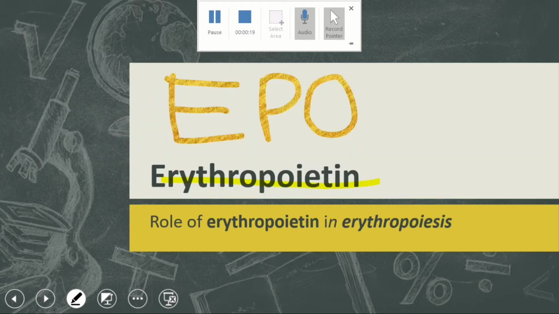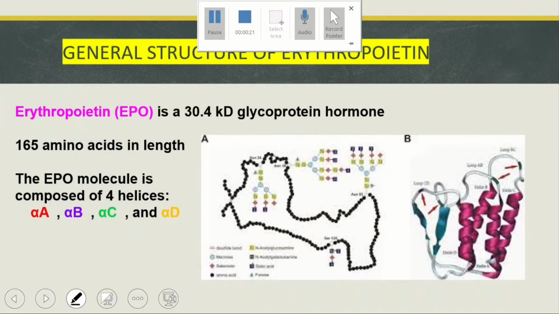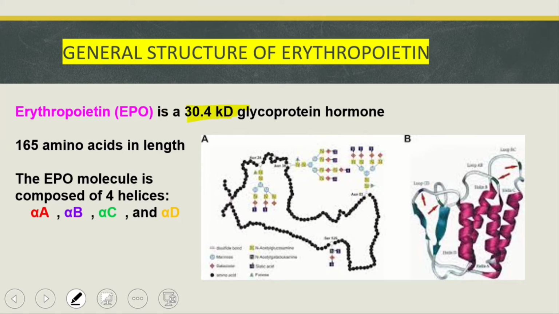Let's get started. First of all, let's look at the general structure of erythropoietin. Erythropoietin is a hormone, also abbreviated as EPO, and it is a 30.4 kilodalton glycoprotein. That means it is a 30,400 daltons glycoprotein hormone, and it consists of 165 amino acids in length.